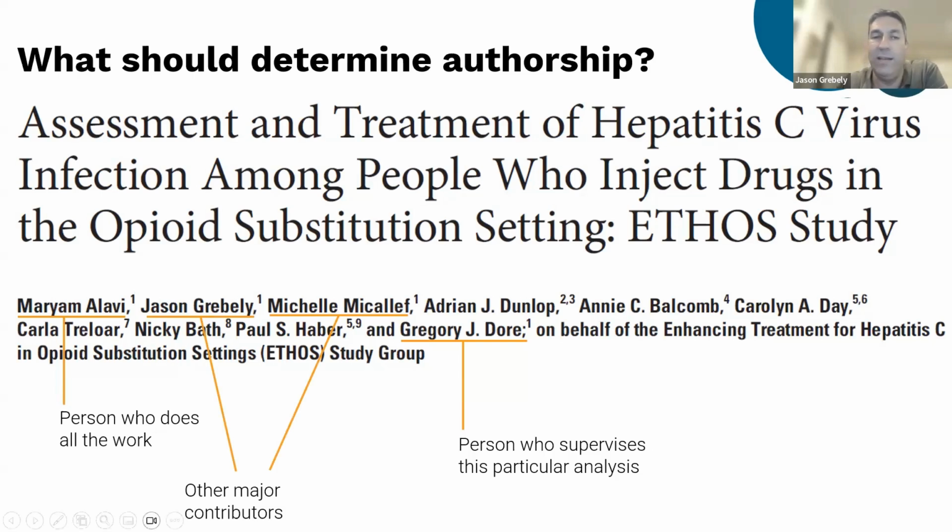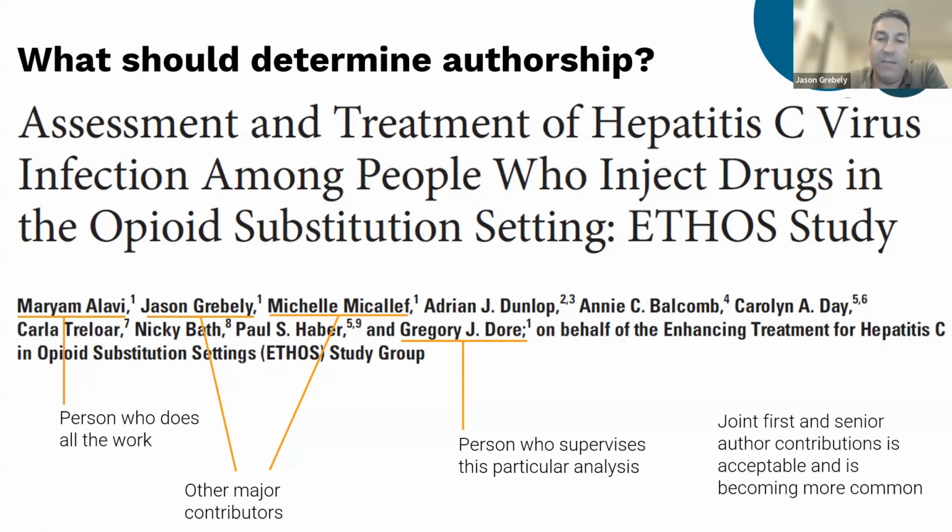So maybe you might try and delegate the rest of the order based on who contributed to various bits and pieces and sort of align it that way. The other thing I just wanted to note is that it's becoming more acceptable to have what's called joint first author or joint senior author. And what that means is that when you publish it, you might put a star in front of the first two people's names, and then you say contributed equally.